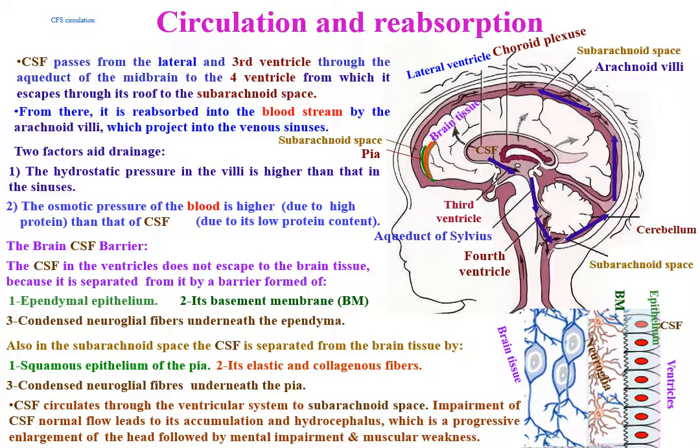Cerebrospinal fluid circulates through the ventricular system to the subarachnoid space. Impairment of CSF normal flow leads to its accumulation and a condition which is called hydrocephalus. Hydrocephalus is a progressive enlargement of the head followed by mental impairment and muscular weakness.